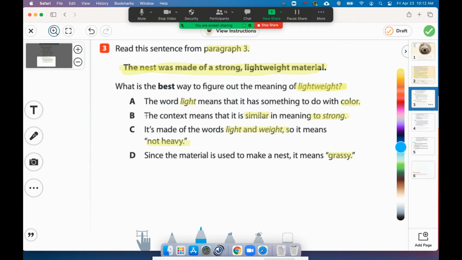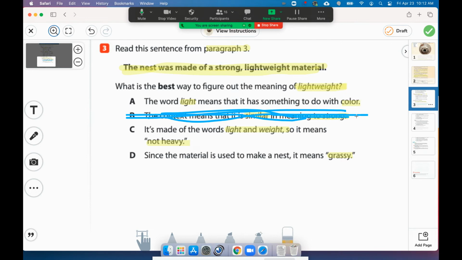Here's a hint. They use the word strong, but it does not mean strong. Just because this happens to be lightweight and strong does not mean that lightweight means strong. This piece of paper is lightweight, but it's not very strong because I can rip it. Right? Lightweight does not always mean strong. Yes, Byron, that is correct. So it is not B.